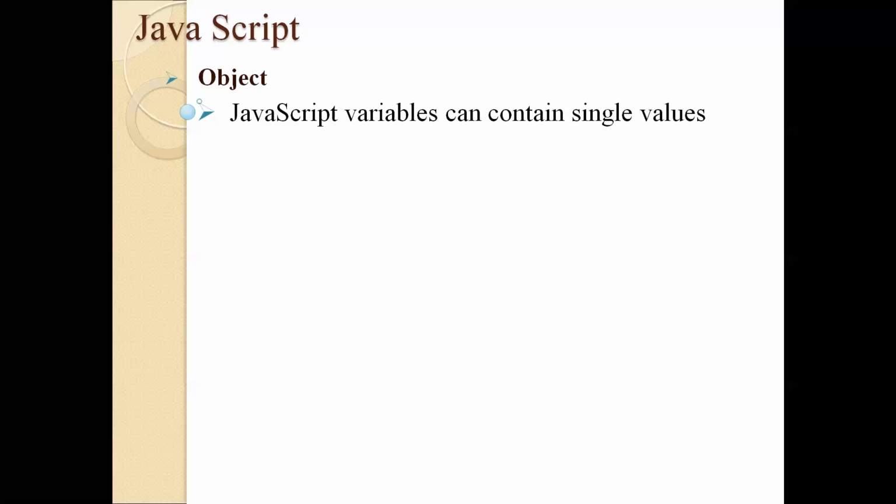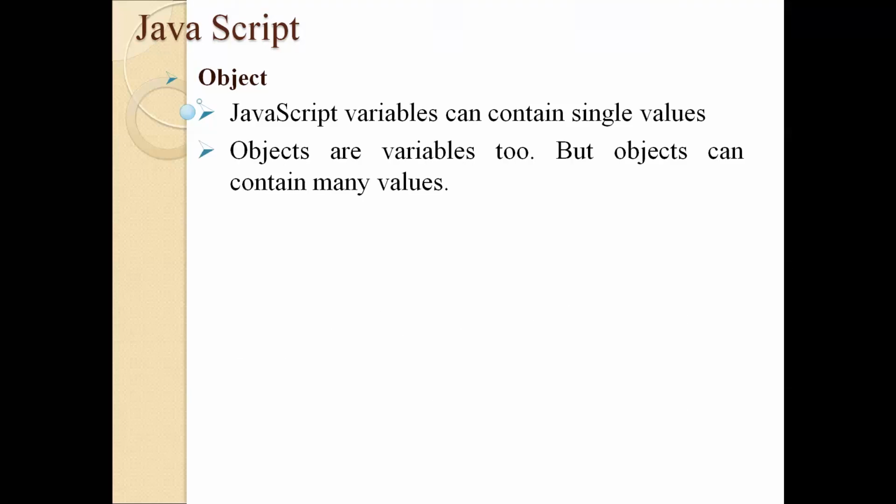First, we can have 100, and then we can change the 100 to 200, and then we can change the 200 to 300, and so on. We cannot keep 100, 200, 300, all the values inside the same variable. Not only in JavaScript, in all programming languages, we cannot keep multiple values inside the same variable. We can have one value at a particular point of time, and we can have another at another particular point of time, right? So now, objects versus variables too.